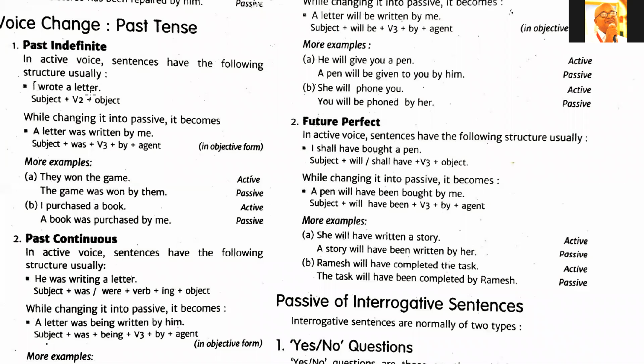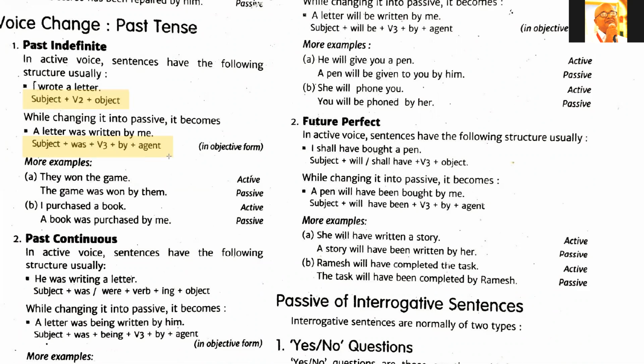Today, let's focus on past tense and future time. Past simple, past indefinite structure. The basic structure is subject plus V2 plus object. I wrote a letter. Passive voice would be subject plus was or were plus V3 by agent.